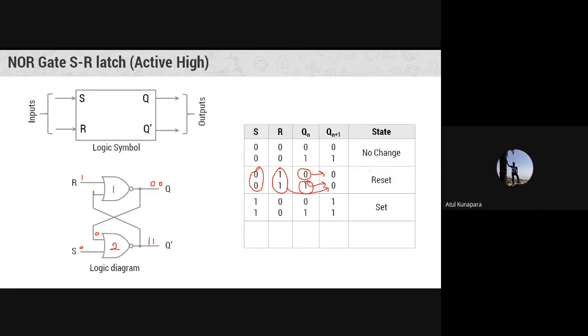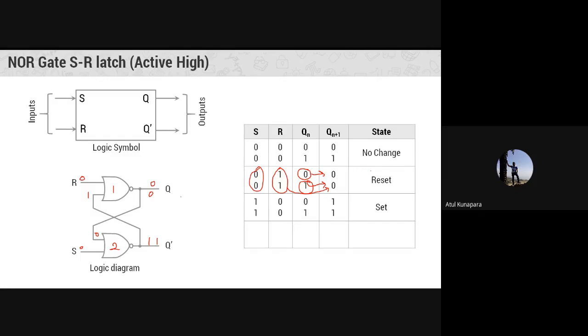So here, let us say my initial output is 0 1 here. Okay, and now I'm giving R and S both 0 0. So when I'm giving R and S both 0 0, what will happen? So this output Q will come here. So this 0 0 will give me output 1, and this 1 will come here. So 0 1 input to this will give me output 0. That means there is no change in this.